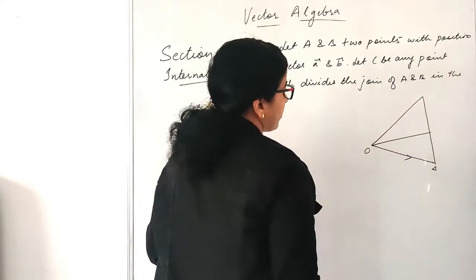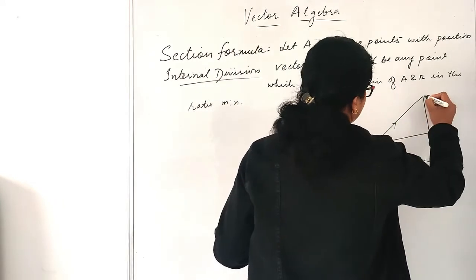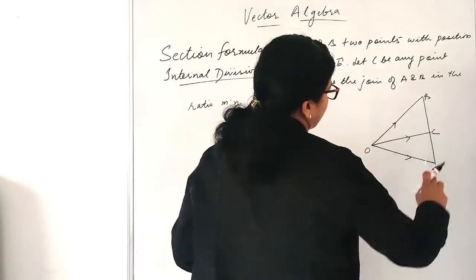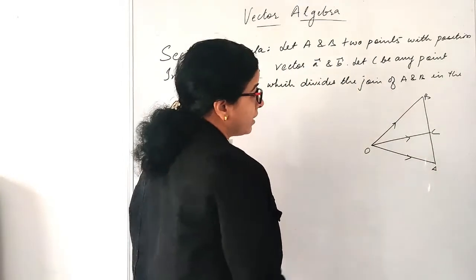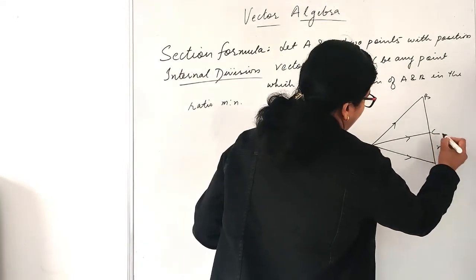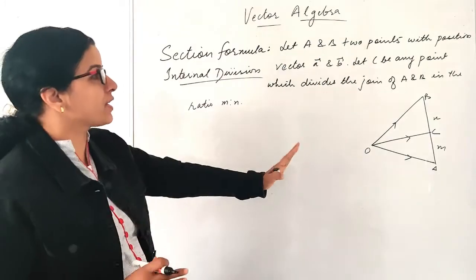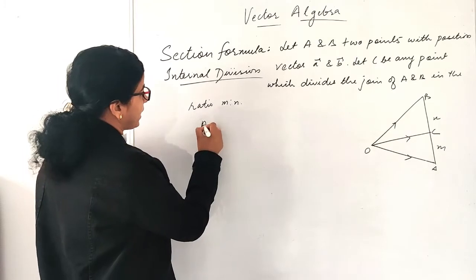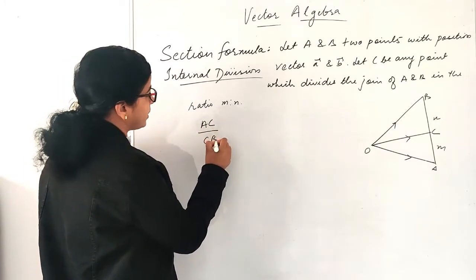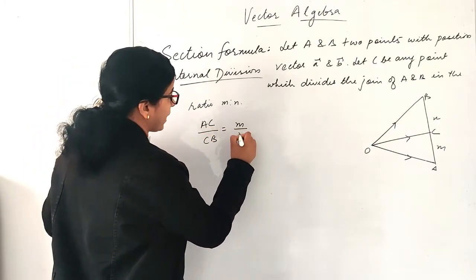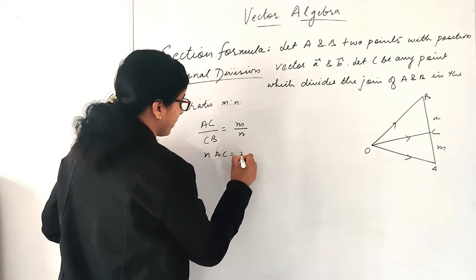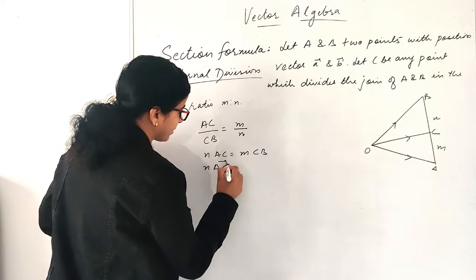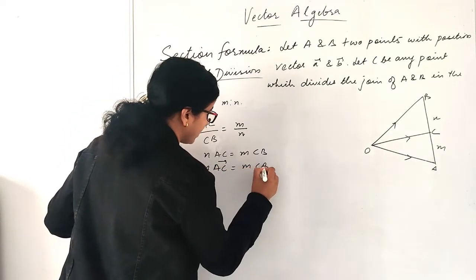So this is my OA vector, this is my OB vector, and this is my OC vector. These are my points A and B which are divided by C in the ratio m:n. So now let us check how to find the position vector of C, right? We have here AC upon CB is equal to m by n, and nAC vector is equal to mCB vector.